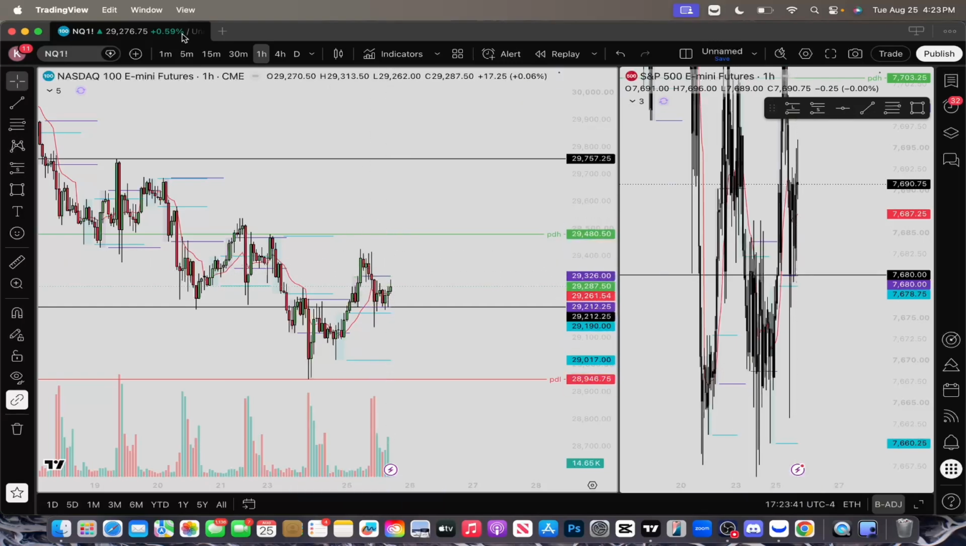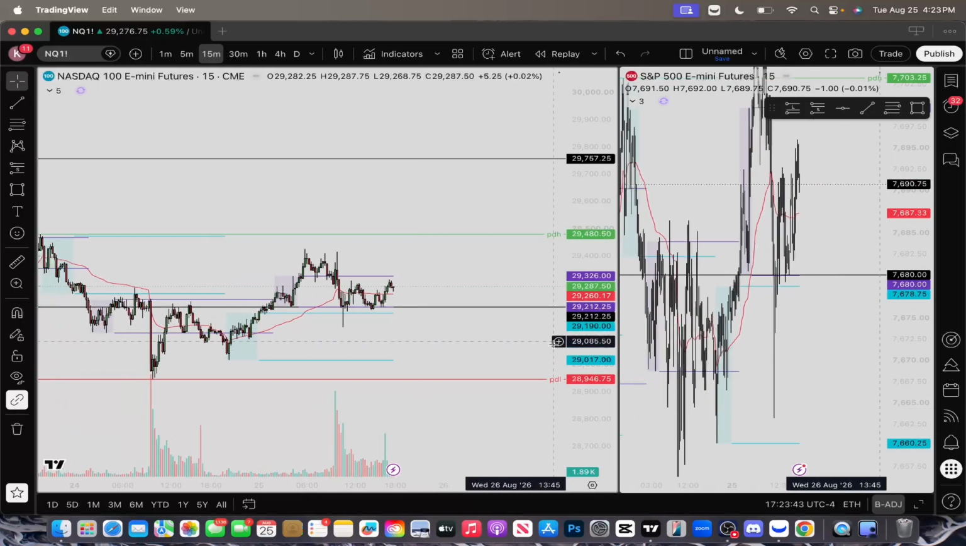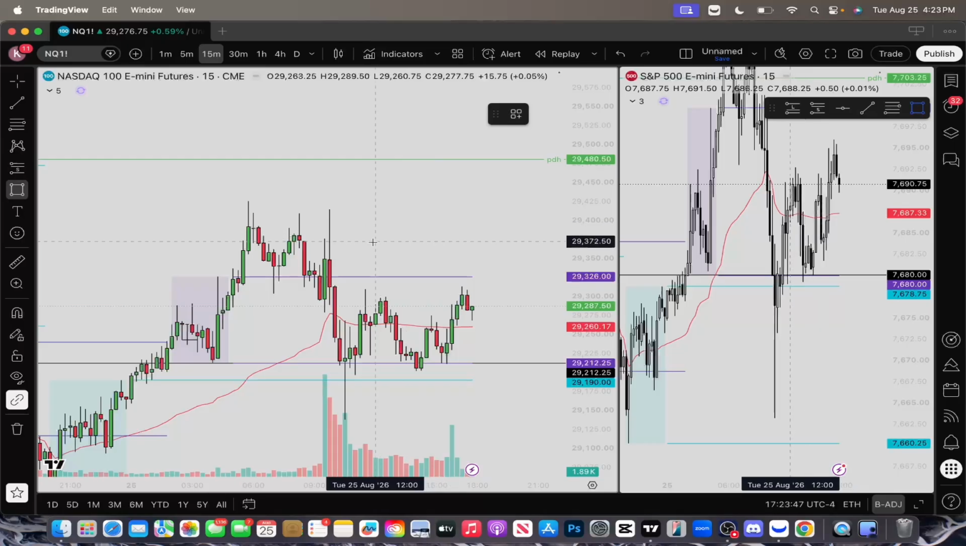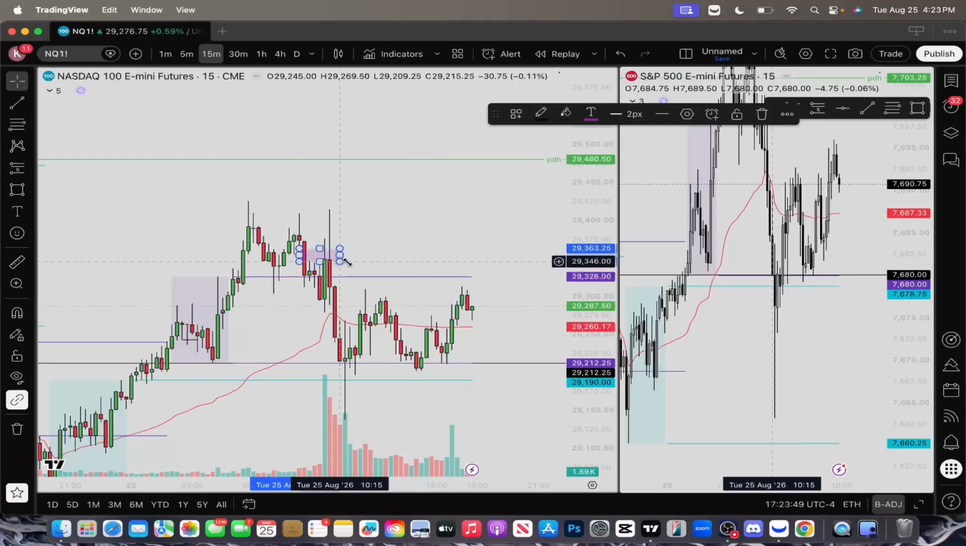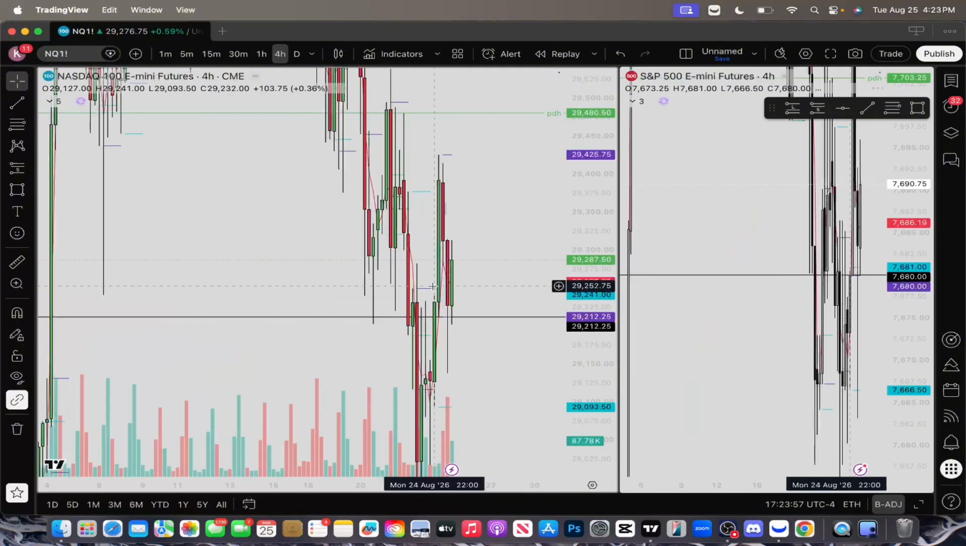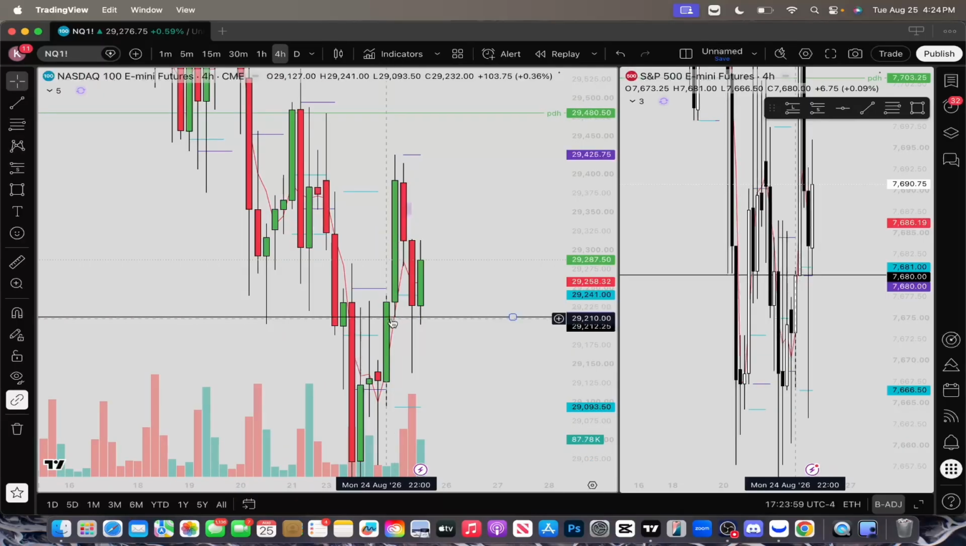I had two things in mind. I was paying close attention to this 15-minute gap here, because I wanted to see if this 15-minute gap rejected. If that 15-minute gap was to reject, I wanted to take shorts down to the London low, which was also a 4 hour gap, right? So that's what I was looking at for the shorts.